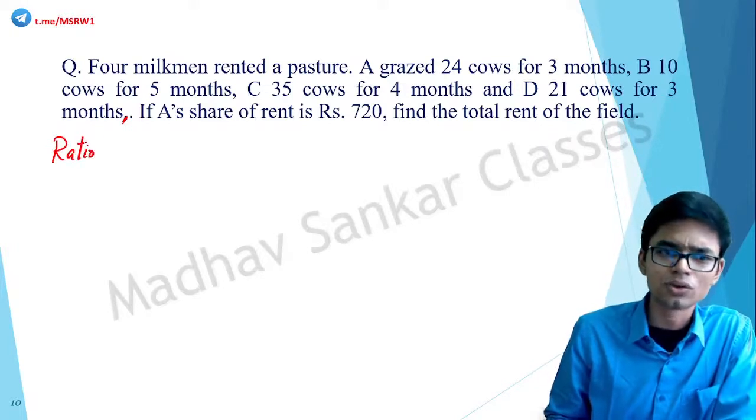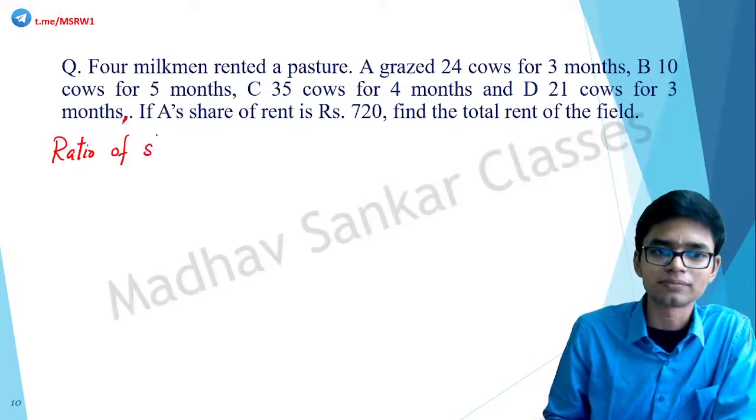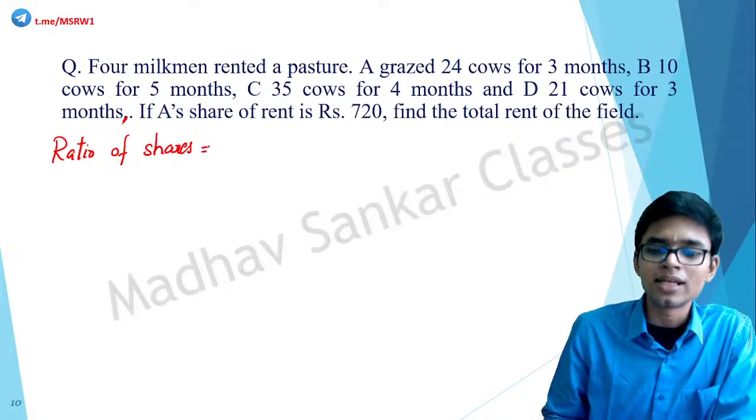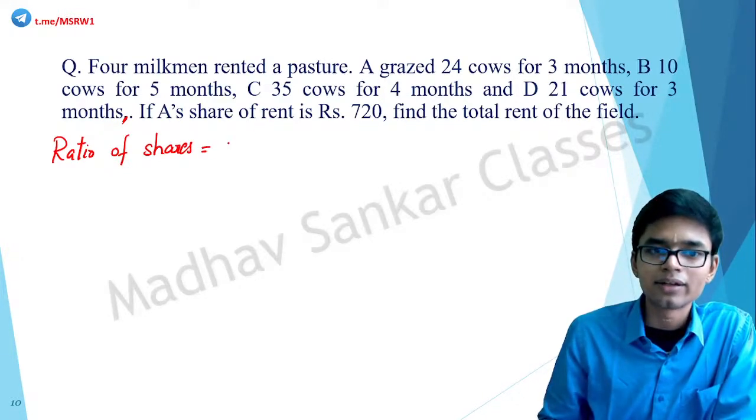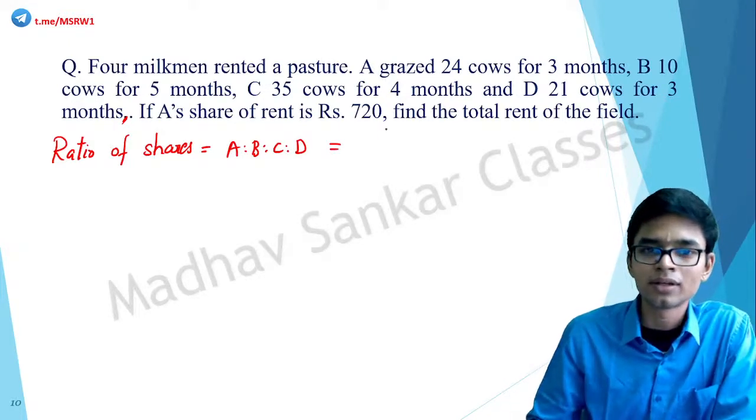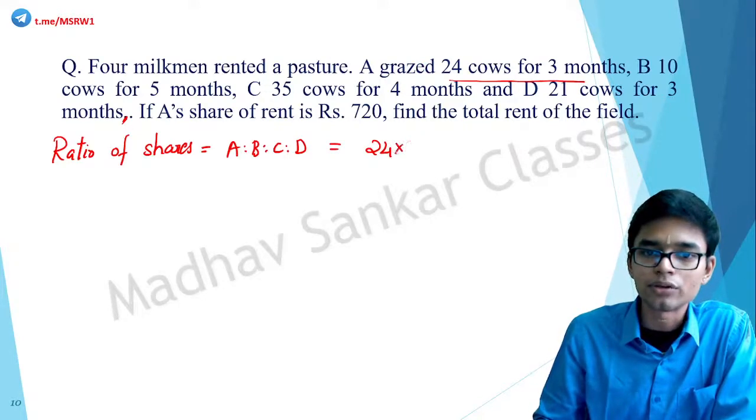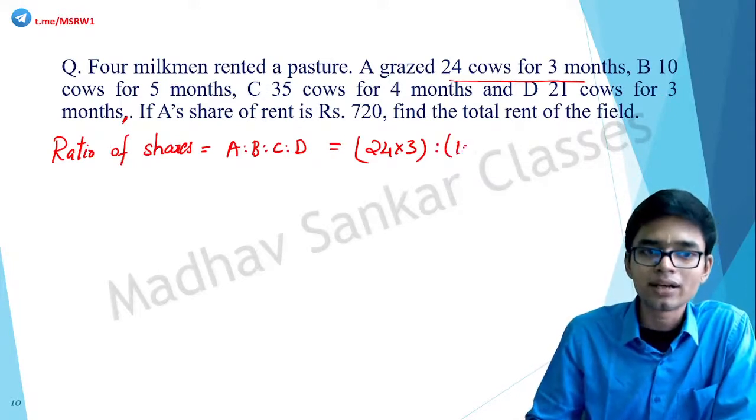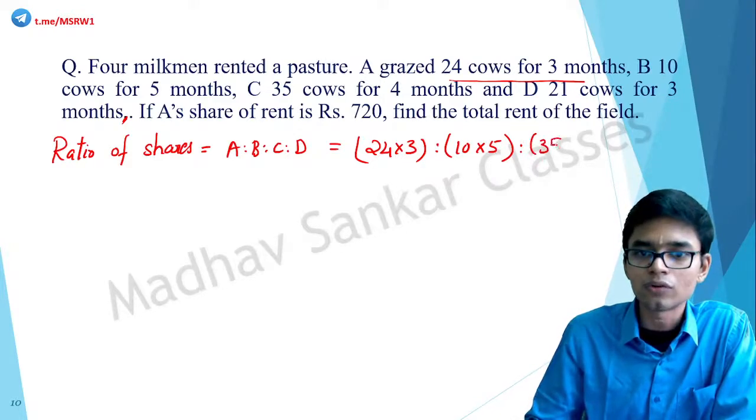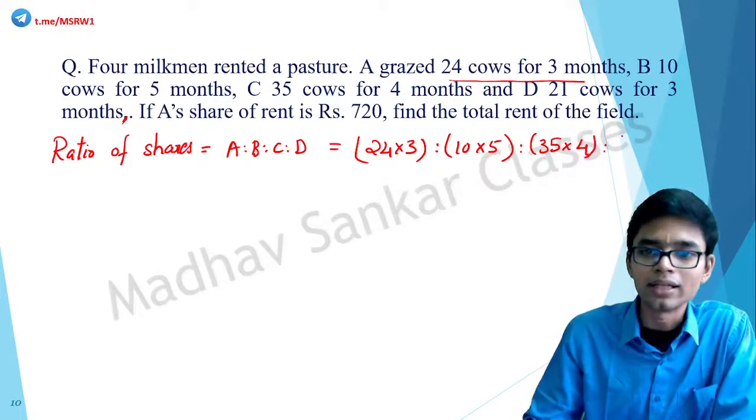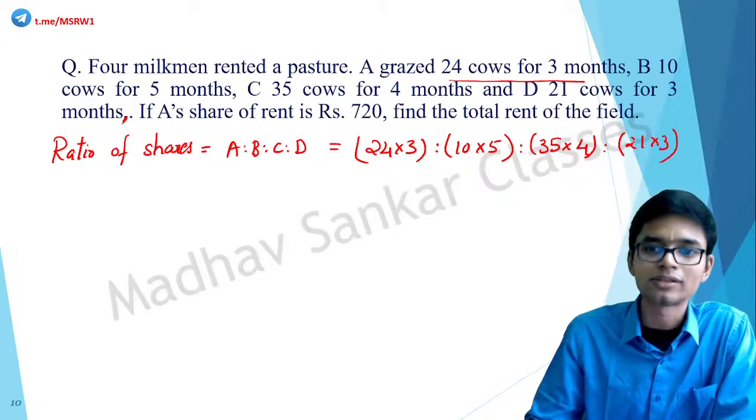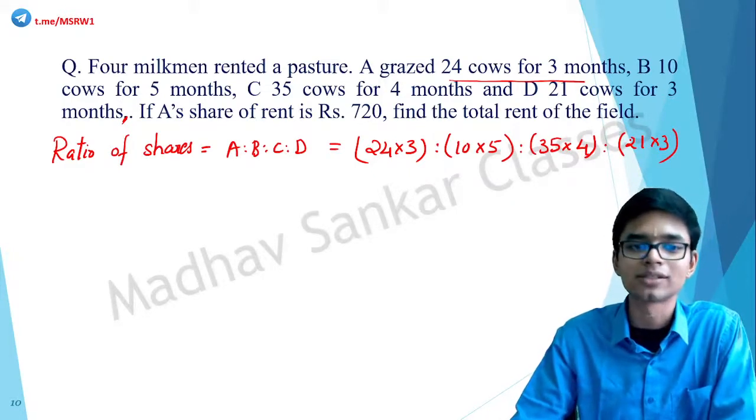Here there is no capital, so we will write it as ratio of share is equal to A is to B is to C is to D. How can we write this? A grazed 24 cows for 3 months, so 24 into 3. B grazed 10 cows for 5 months. C grazed 35 cows for 4 months. And D grazed 21 cows for 3 months.